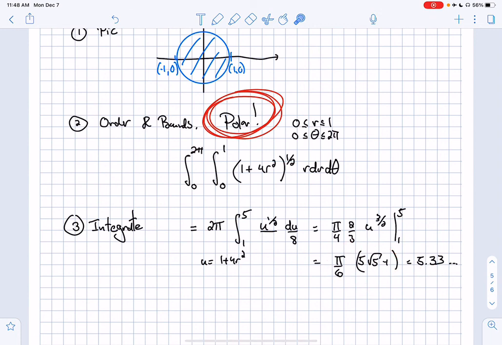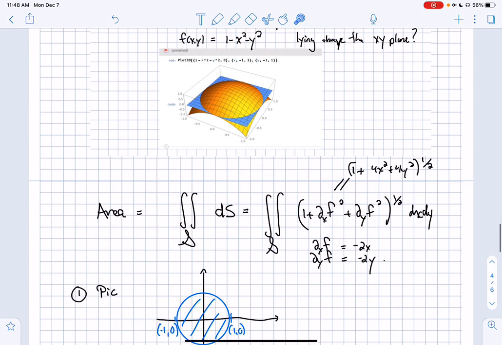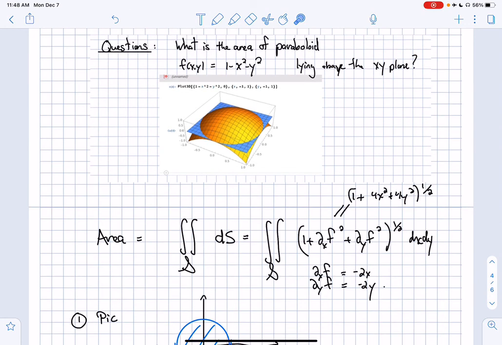which is 5.33. Okay? And one thing to realize is that the area of this is 5.33. It is more than the area of the unit circle, which is pi. Pi is smaller than 5.33, which makes sense because the area of this curvy thing has to be bigger than the unit circle underneath it, right?